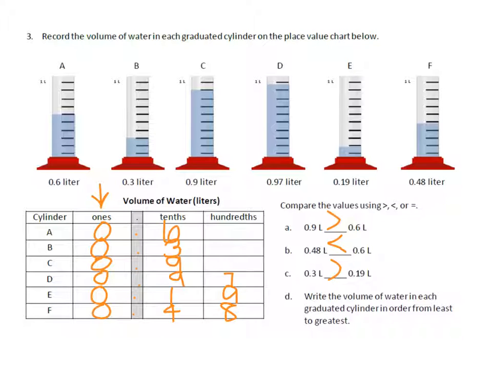Look at letter D. It says to write the volume of water in each graduated cylinder in order from least to greatest. Go ahead and make your list. Pause the video and replay when you are ready to check.